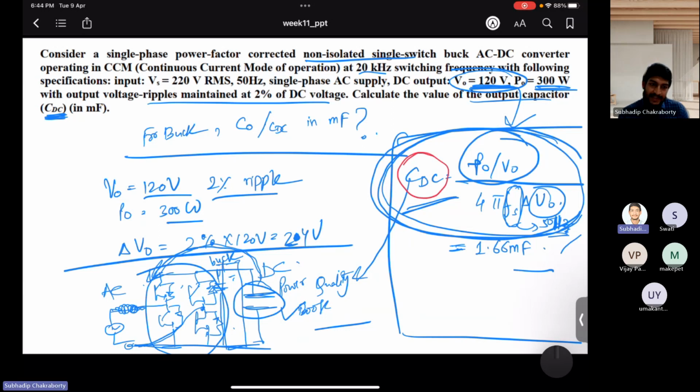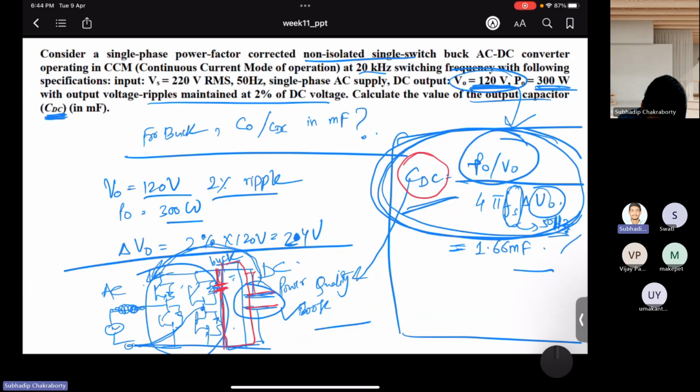We are calculating the DC link capacitor value, okay? Please be clear. If you are having another buck stage and then another capacitor, that is the buck capacitor for another stage. But for this problem, you are calculating this capacitor, the input to the another converter, or directly if you calculate, then the output of the VSC converter.